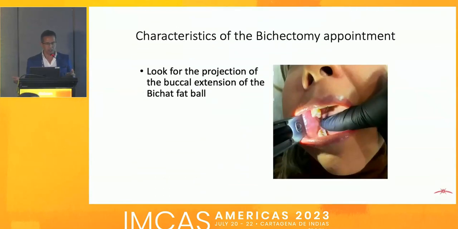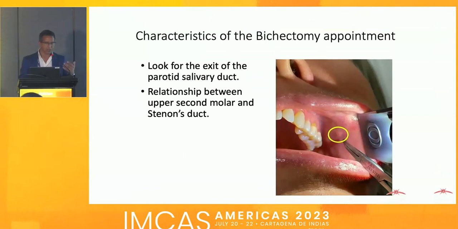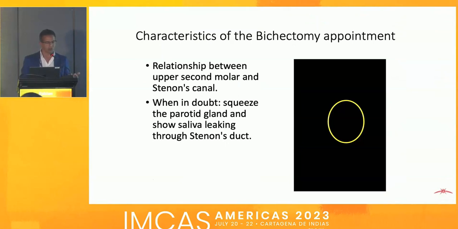During the appointment, it helps if you show the exact way the punctum of the ductus appears. It is always in contact with the second upper molar, but in some cases it's moved a few millimeters, and it's better if you have this first impression. In some cases it's easy to see like this, and in some cases you don't see anything, so I show you the way I squeeze the parotid, and I can see the saliva go out from the ductus. I continue.